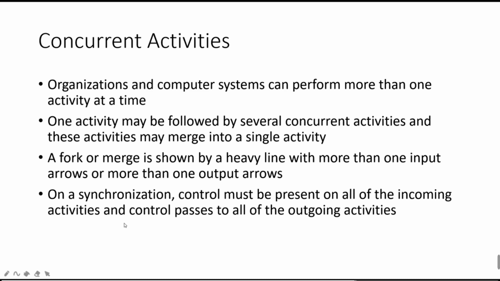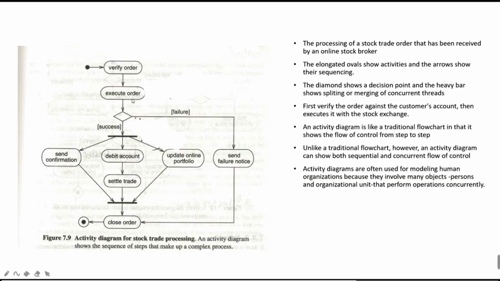It means that the split or merge heavy line has a function of synchronization. Only when all of them have completed can the control go from the three different branches to here. After the combination of control flow, it will go to the outgoing activity, close order. Only when all of them have finished can it go to close order. This is a synchronization function.